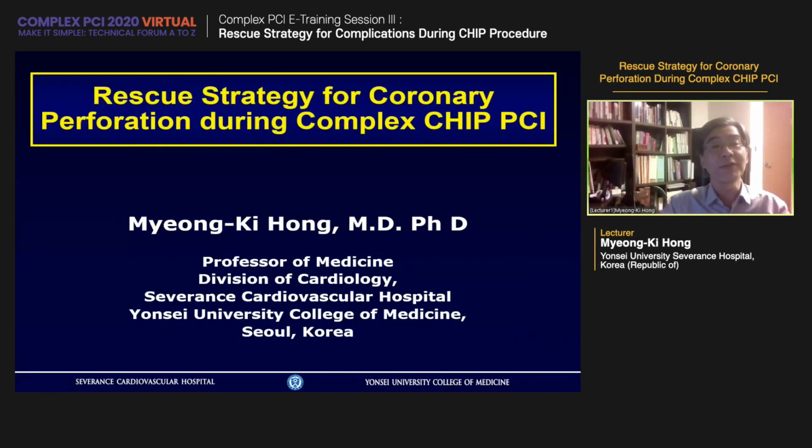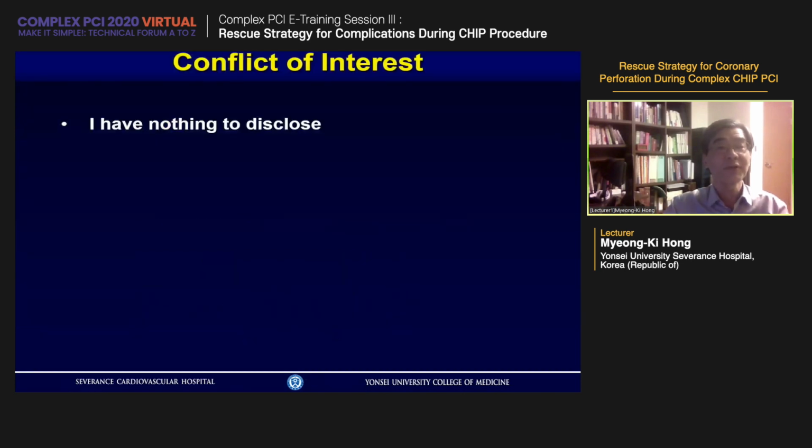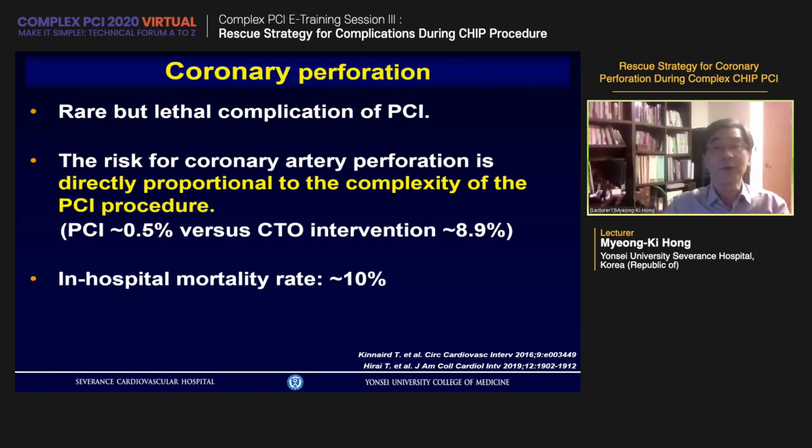The title of my presentation is the rescue strategy of coronary artery perforation during complex PCI. Coronary artery perforation, its incidence is rare, but when it occurs, it's a really lethal complication of PCI. The risk of coronary artery perforation is directly proportional to the complexity of the PCI procedure. In usual PCI procedures, its incidence was about 0.5%. However, in CTO intervention, its incidence was reported in some studies at 8.9%, a quite higher percentage.